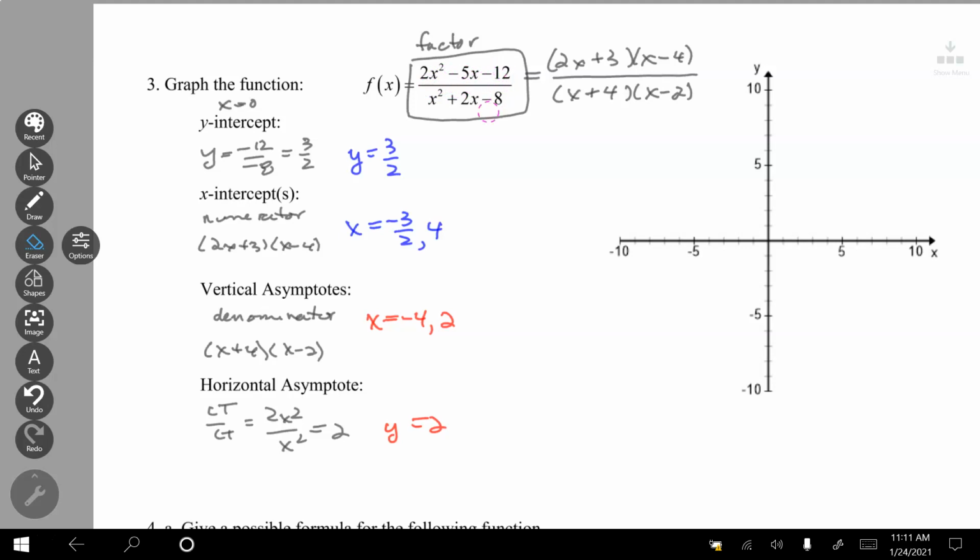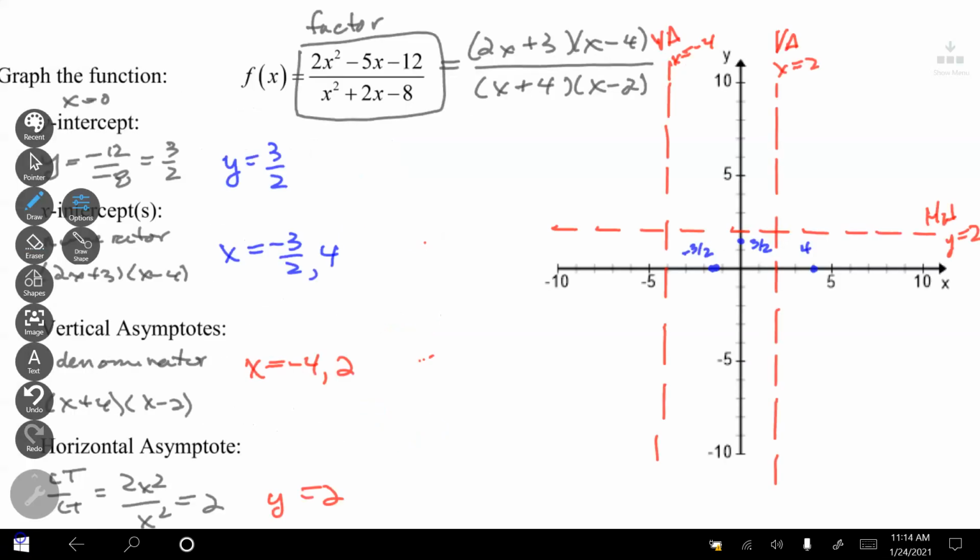I got -12 over -8, or 3 over 2. Factor in the numerator, set them equal to 0. Hey, a little bit special. I got to subtract 3, divide by 2, so -3 over 2 and 4. My denominator, I got to do -4 and 2, and for the leading term on top, you can use the standard form. I see 2x squared over x squared, which is y equals 2. So I can draw these on the graph before drawing the final graph.